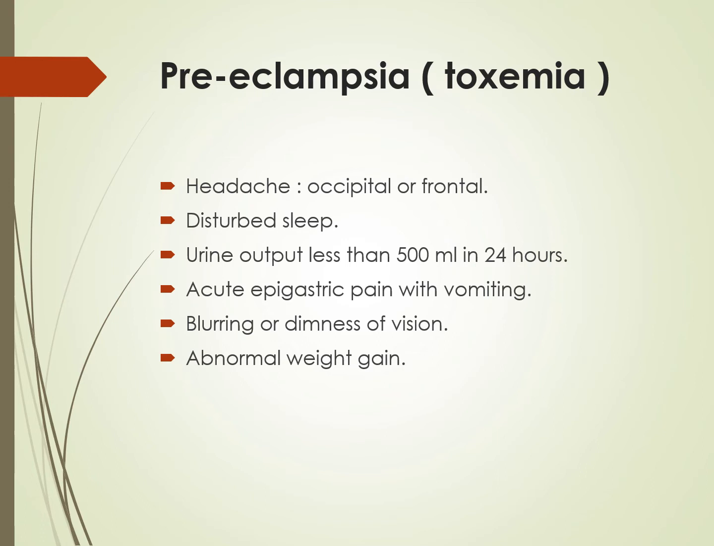So this should click in your mind, that maybe the mother is suffering from toxemia. There might be no signs and symptoms, but the urine output would be decreased. And another thing would be pain in the abdominal area, in the epigastric area, which is just below the chest bone. So a very sharp pain in the abdomen, just below the chest bone, and it is followed by vomiting. These two symptoms, the reduced urine output and the epigastric pain with vomiting, usually indicate that the toxemia has started. Otherwise, headache and disturbed sleep don't have any specific significance.